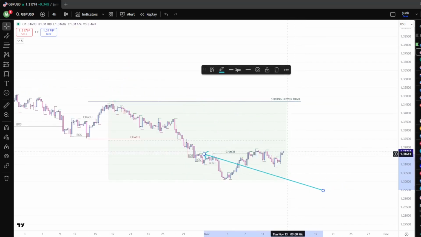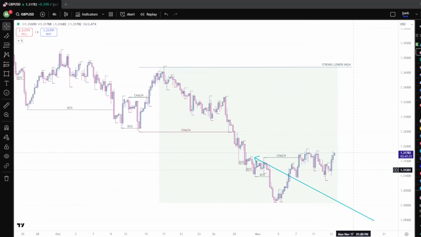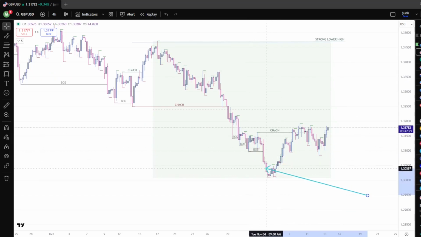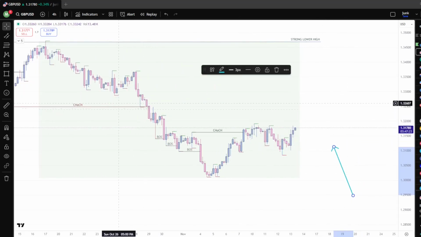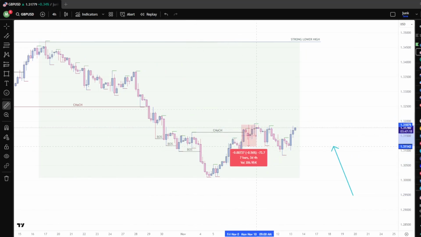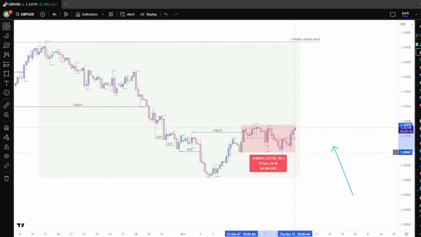Check out the liquidity sitting over these highs. Zoom in. Buyers step back in, broke structure to the upside. Check out the liquidity sitting over these highs. And now we're in some form of consolidation. We're waiting for price to break out of it, with this being resistance and this being support.